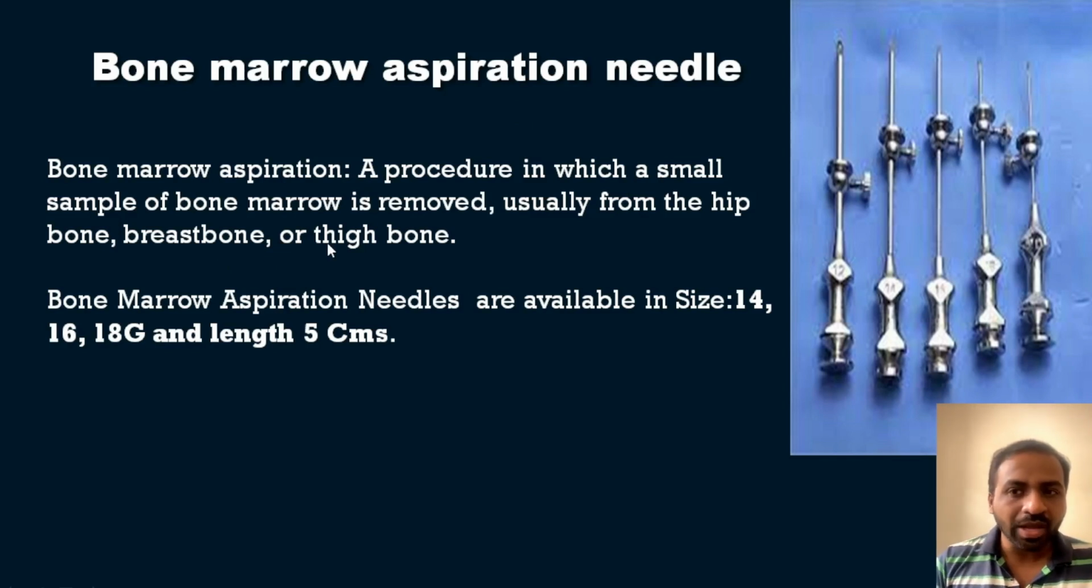So the bone marrow aspiration is usually done from the hip bone, breastbone or thigh bone. The bone marrow aspiration needles are available in sizes 14, 16 and 18 gauge, and the length is 5 centimeters. Okay, so that's all about bone marrow aspiration. We have explained what bone marrow aspiration is and the needle sizes, and this is the picture of the bone marrow aspiration needle.